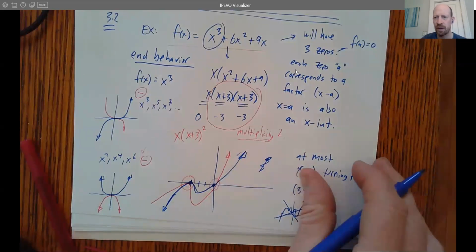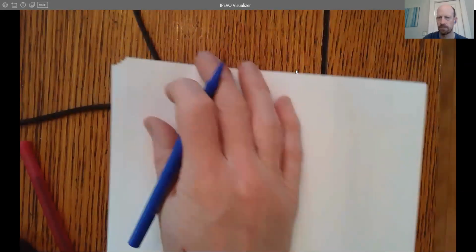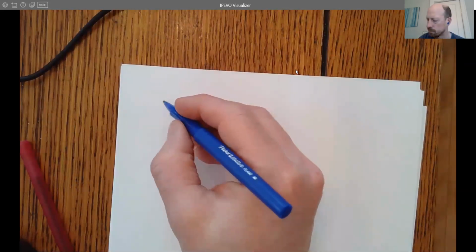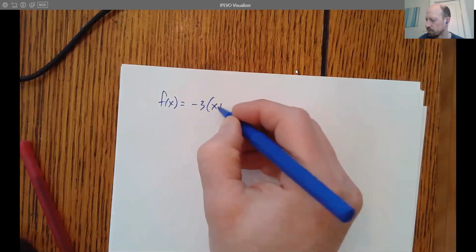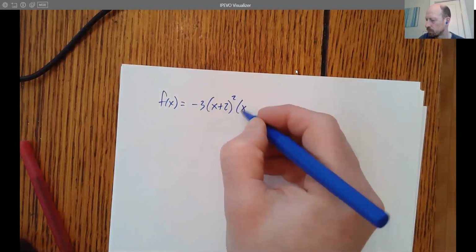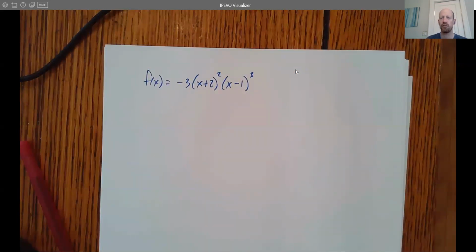Let me give you another example. So this one I'm giving to you already factored. It'd be very hard. We wouldn't know how to factor it. In fact, it's too big and complicated if I multiplied it all the way out. But this gets at some of the same issues. So we're trying to come up with a graph for this.